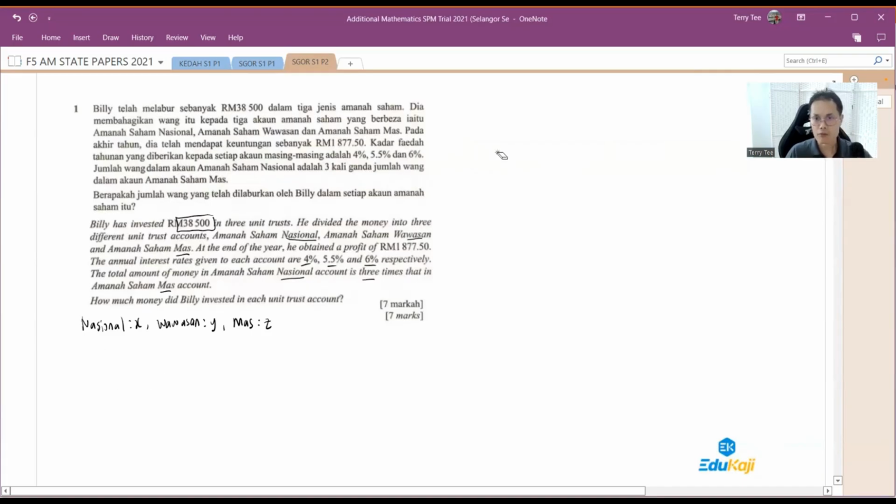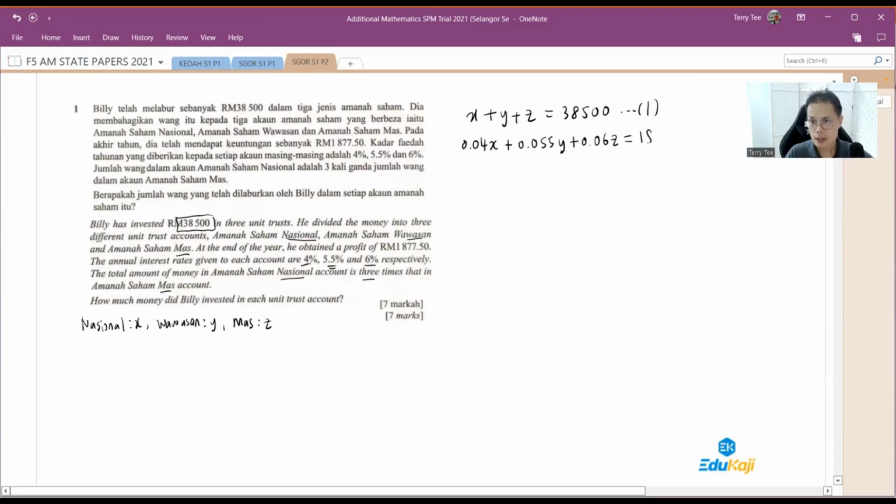I'm going to write over here so I have more space to show you. X plus Y plus Z equals 38,500. We can drop the unit, RM, I don't need to write it. The second equation is the amount of interest he's getting. 4% we can write as 0.04 for X, Amanah Saham National, 5.5% for Wawasan so we put 0.055Y, and for Amanah Saham Mas, 0.06Z, 6%.